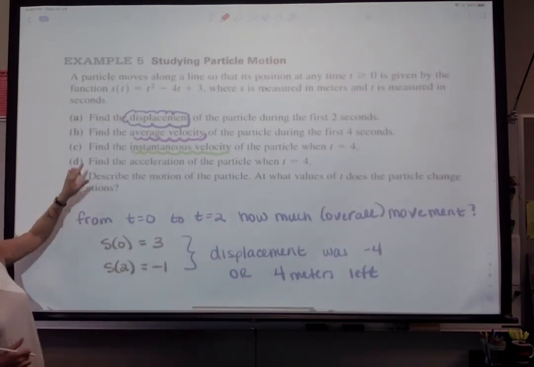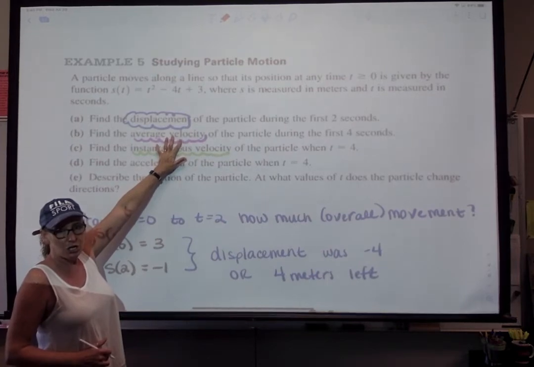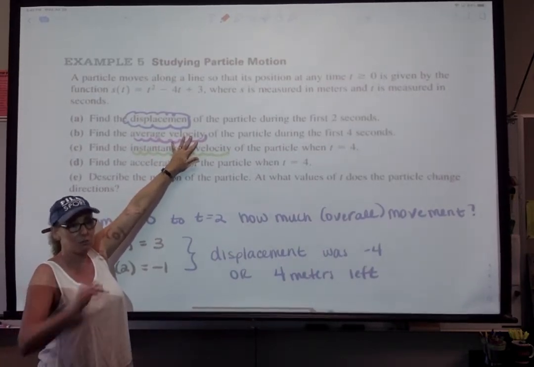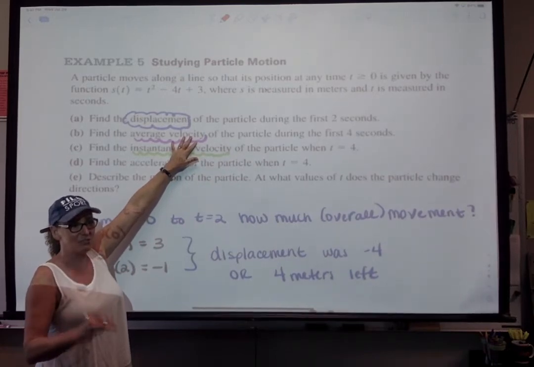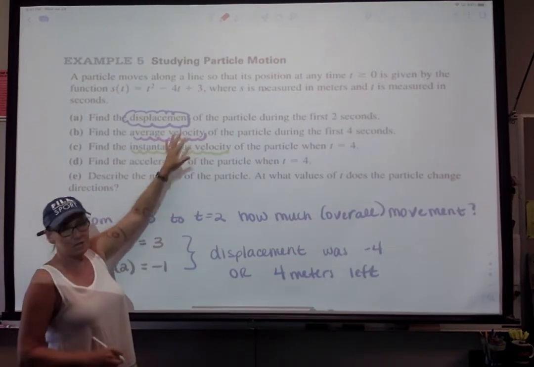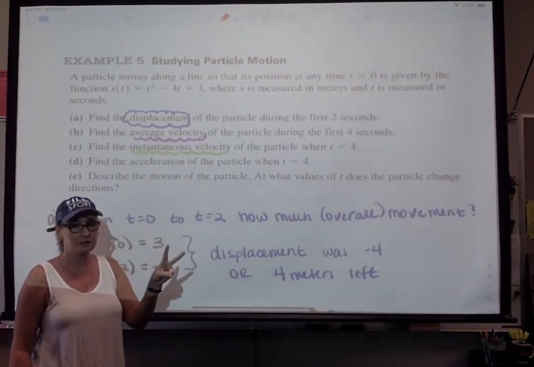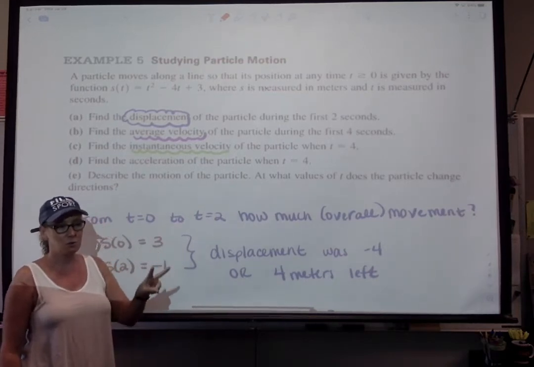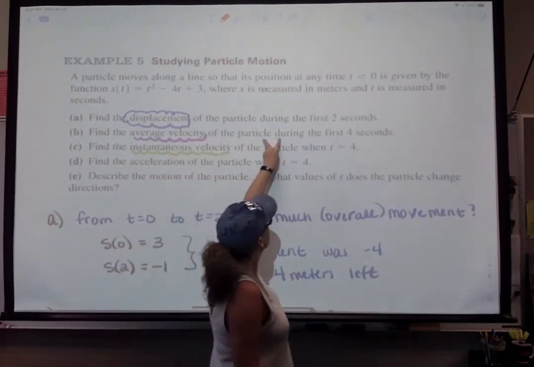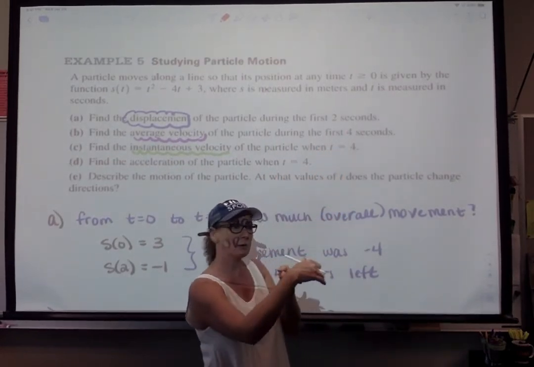All right. Part B, average rate of change of position. Remember, the velocity is the rate of change of position. Average rate of change, straight up slope. I need 2 points, y2 minus y1 over x2 minus x1. So my 2 points are going to come from the first 4 seconds. t equals 0, t equals 4.